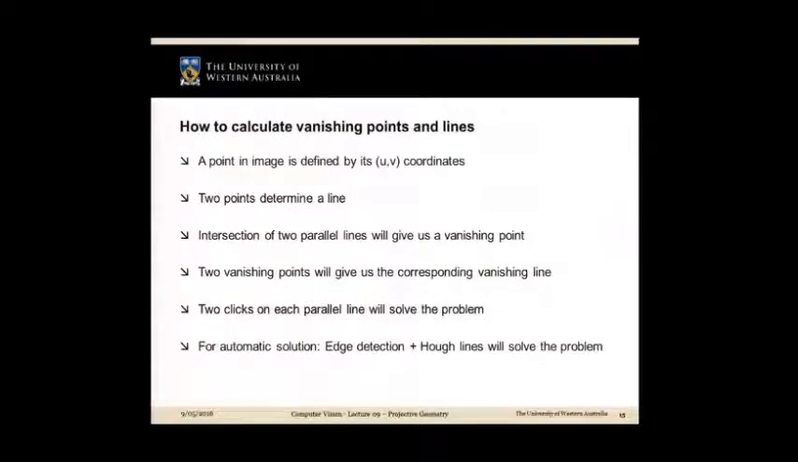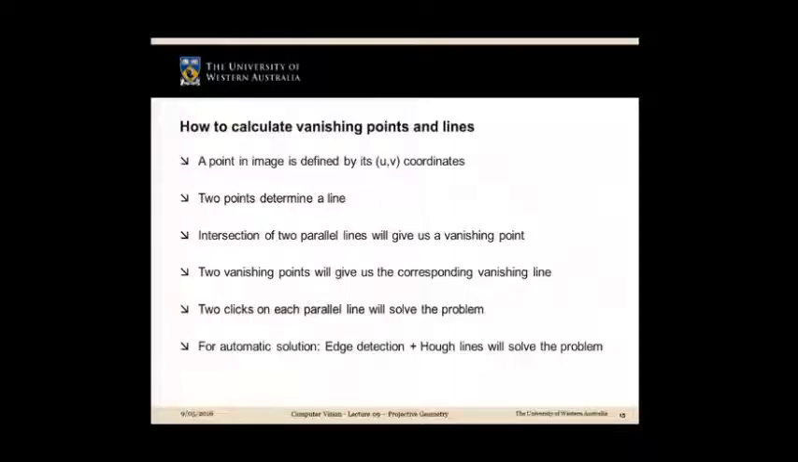Now the next question is how to calculate vanishing points and vanishing lines. So let's say a point in an image is defined by its UV coordinates. We sometimes replace this UV by X and Y, and I believe you all know how to get that X and Y information, right? So the row and the column information in your image matrix. It's pretty easy to extract that information using MATLAB or any other language that you're using. So 2 points determine a line. We already know that, right? And then the intersection of 2 parallel lines will give us a vanishing point. And 2 vanishing points will give us the corresponding vanishing line.